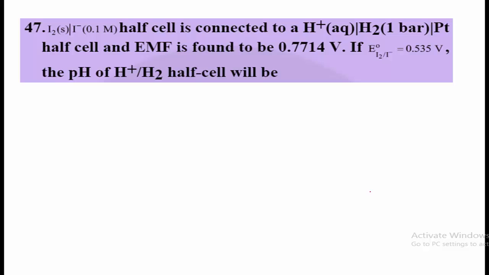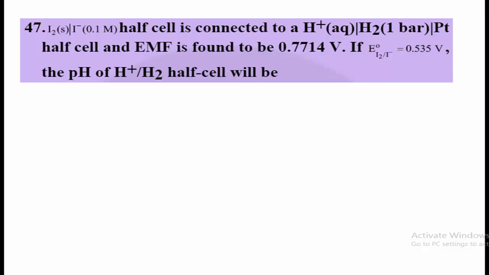In 47th, in the given half cell, the iodine gets converted into I minus, which is connected to the H plus and H2 half cell, and the EMF is found to be 0.7714 volt. If the standard electrode potential of iodine is 0.535 volt, the pH of the H plus bar H2 half cell will be? You need to calculate the pH.